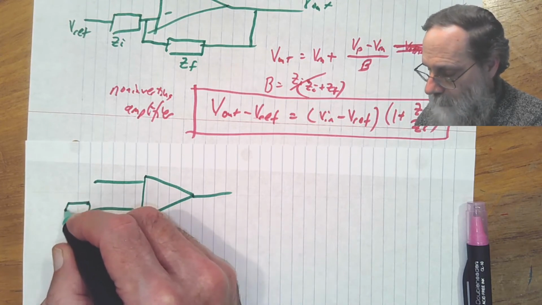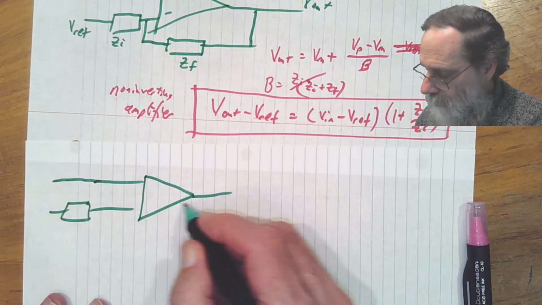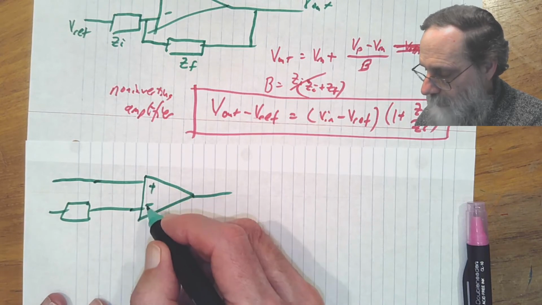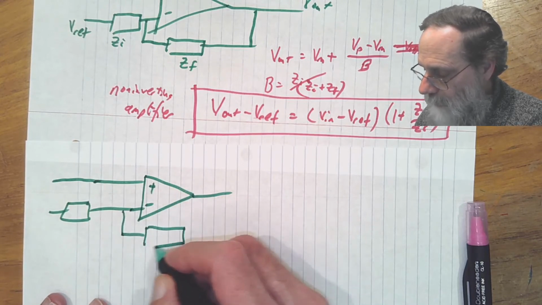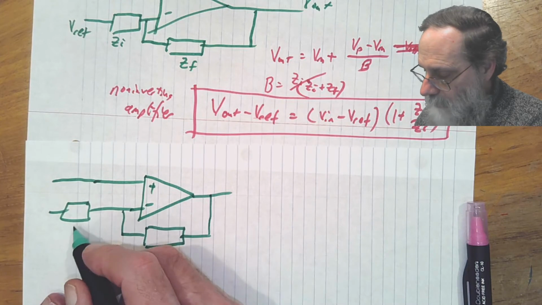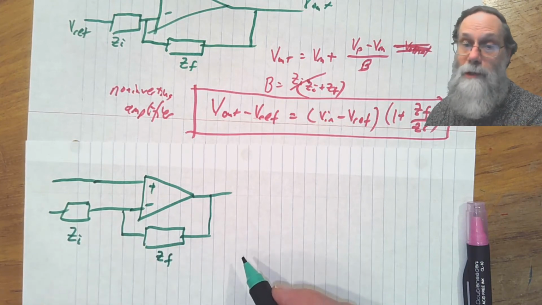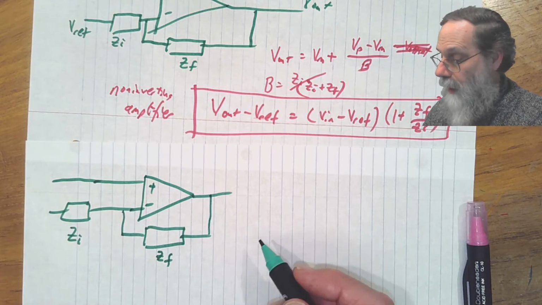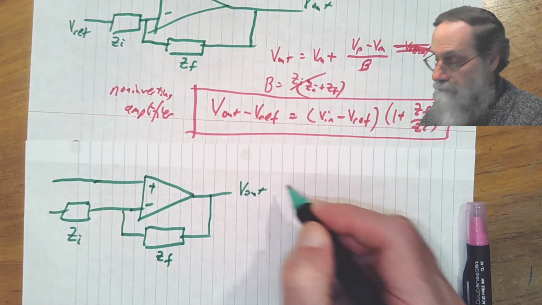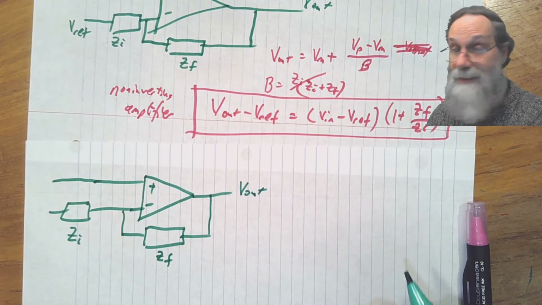So we have a positive and a negative input to our op-amp. We have a pair of feedback resistors or feedback impedances. There's no reason for them to necessarily be resistors. V out is V out. So everything looks exactly the same as before.